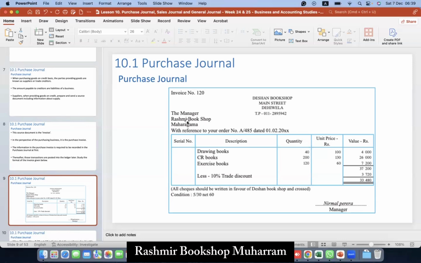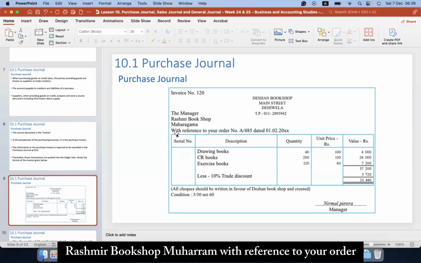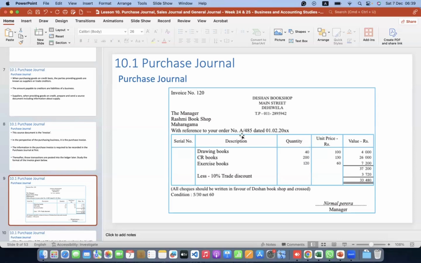Rashmi Bookshop, Maharagama, the manager, Rashmi Bookshop, Maharagama, with reference to your order number, the order number is put, and the date is put. Right?